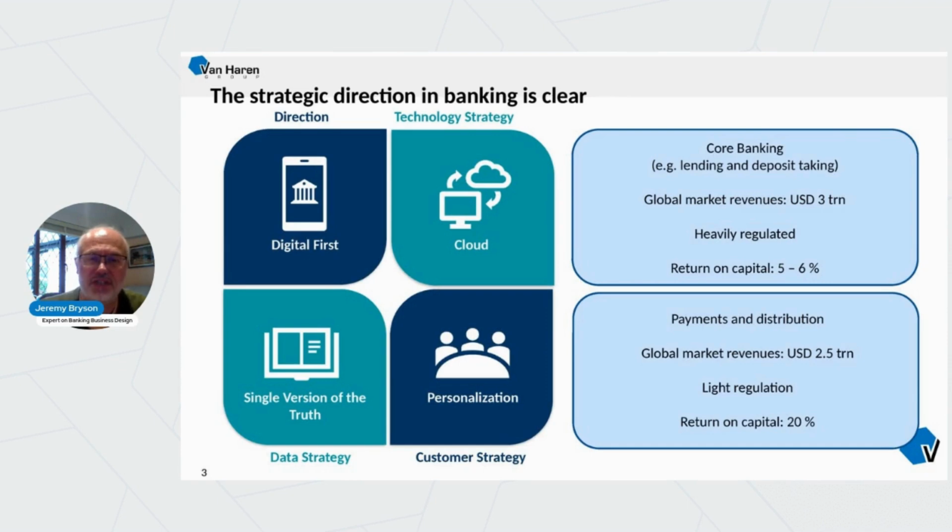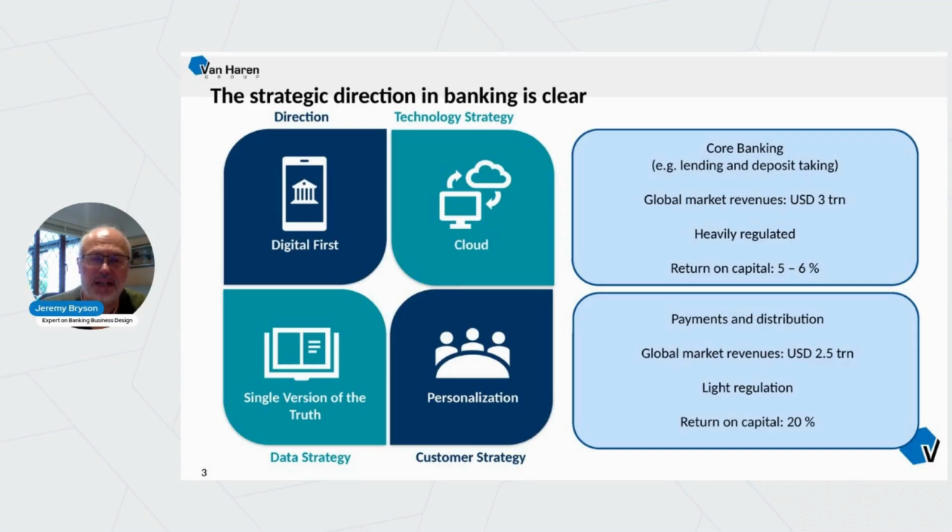The strategic direction for banking is actually really clear. It's all about digital first, cloud computing, a single view of the truth in terms of data, and personalizing offers, and that's in a retail context, but there's an equivalent commercial personalization.